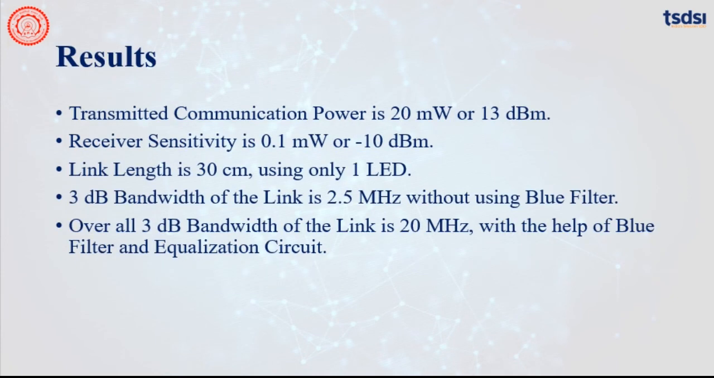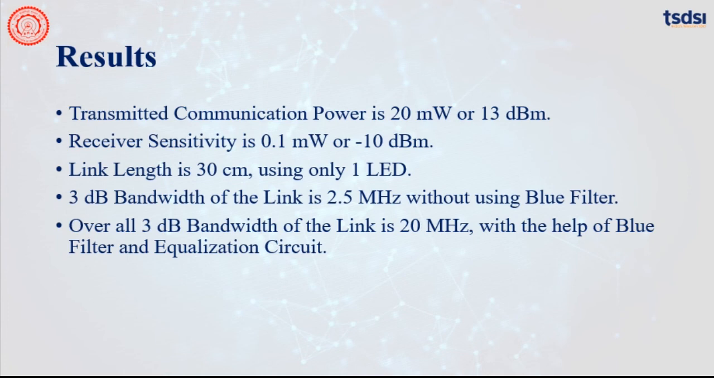Now here are some calculated experimental results. First is the transmitted communication power, which is 20 milliwatt or 13 dBm, and the second is the receiver sensitivity, which is 0.1 milliwatt or minus 10 dBm. Both the transmitted communication power and the receiver sensitivity are measured by the light meter. The third is the distance between the LED and photodiode, which is 30 centimeter.